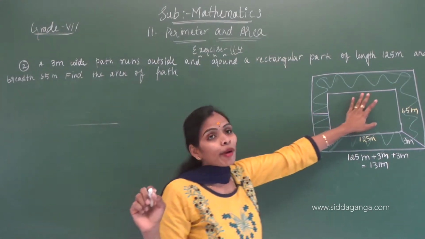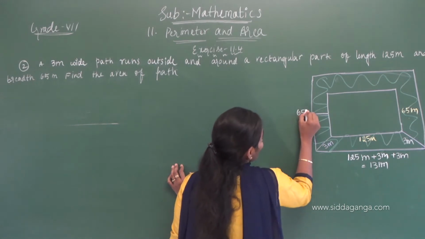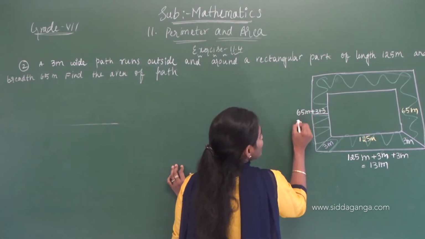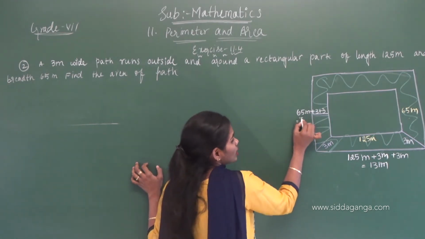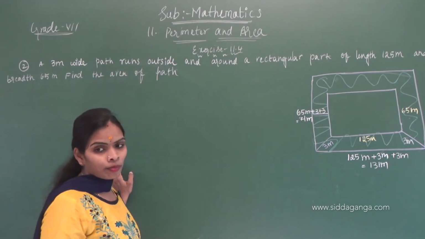Here for the breadth also we have to do the same thing, that is 65 meters plus 3 plus 3. 65 plus 3 is 68, 68 plus 3 is 71 meters. Correct, children? Okay.